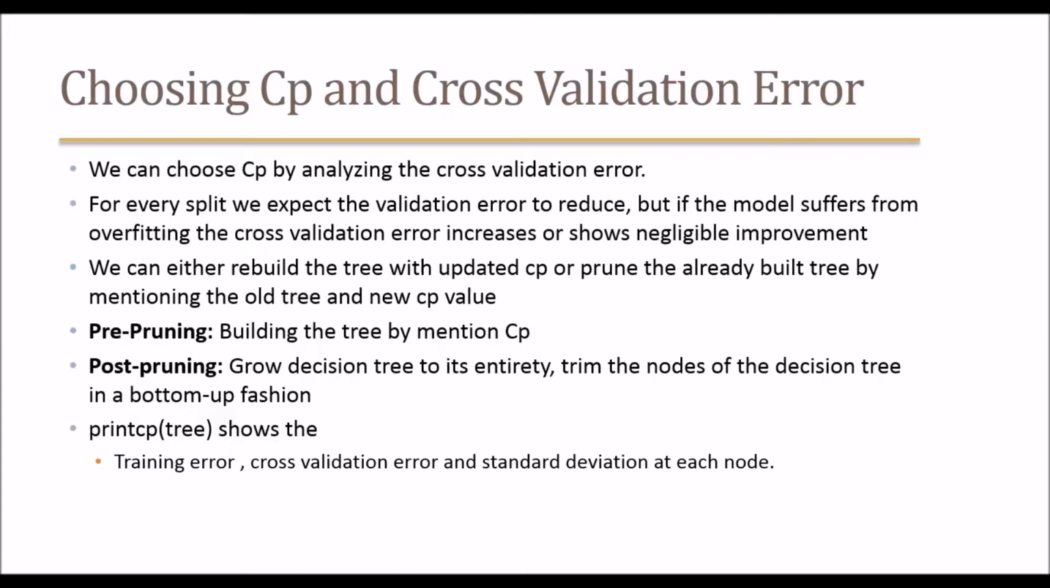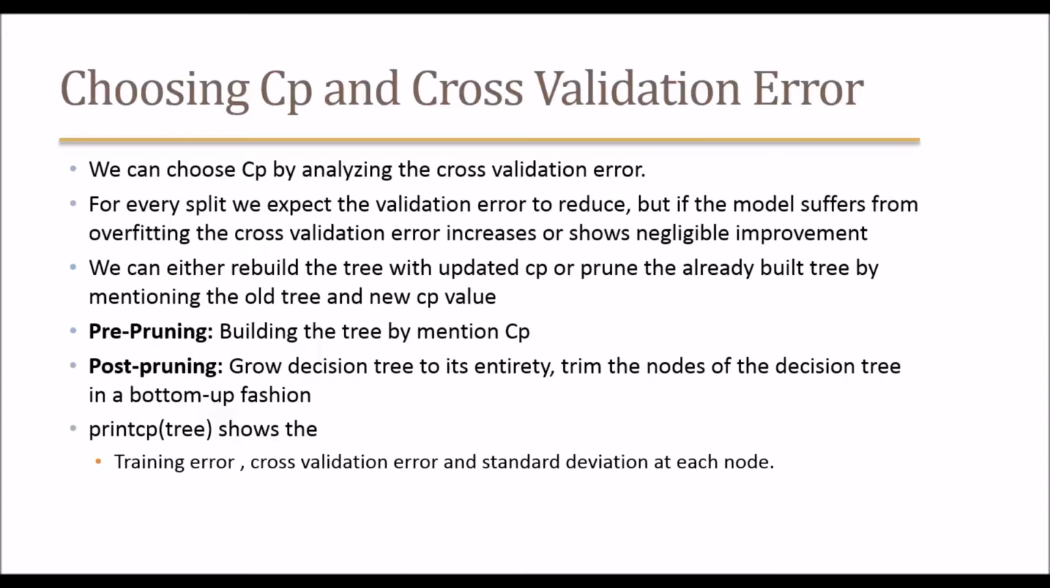If the same thing is happening on cross validation also, even the cross validation error is reducing at every split, then it's a good split. But at a split, if the cross validation error is increasing, that means we are trying to overfit the model to the training data, and on the test data the error is increasing by adding one more split. So that is how we can decide the complexity parameter, CP.